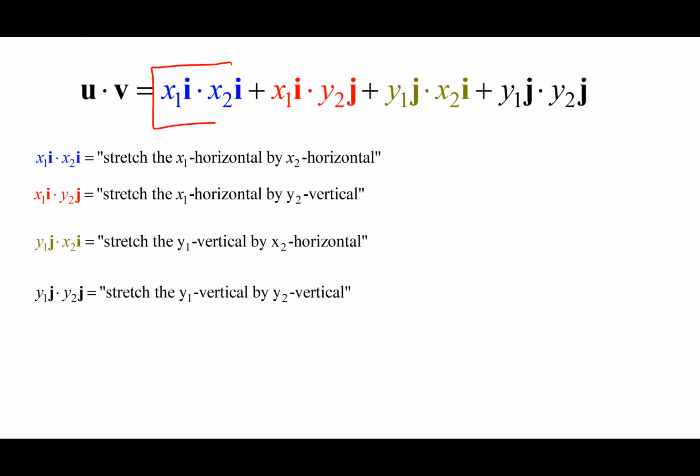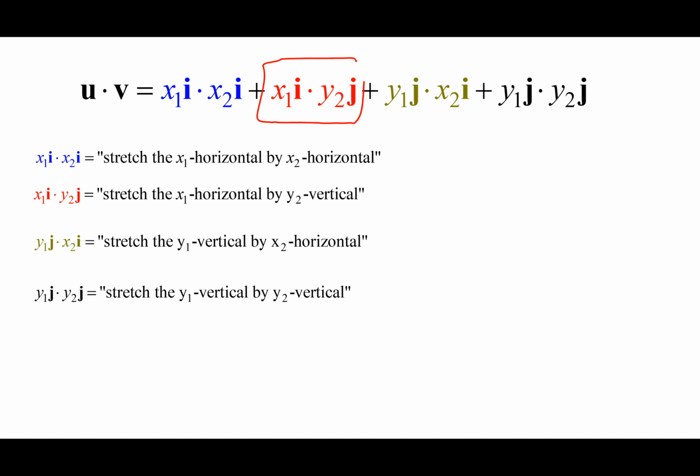So this expression here literally says, take this quantity, which is the horizontal of x sub 1, and we're going to scale it x sub 2 times in the horizontal direction. So we're going to stretch the number x sub 1, whatever that is, by the number x sub 2 in the horizontal direction. And you can repeat the idea below.